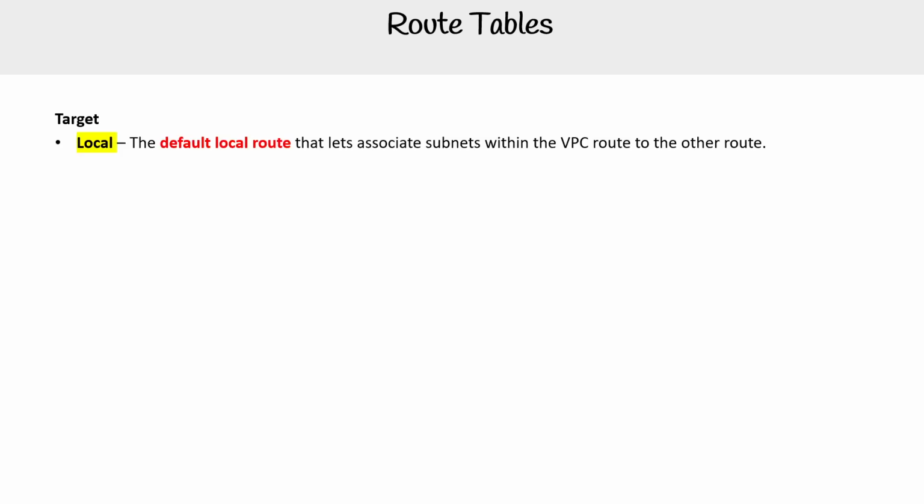So target will have a local. This is the default local route. You cannot delete this route. It will always be present. This is so that your subnets can route to things. If you didn't have a local route, your subnets would not connect to anything else. And so we have to have a local target.